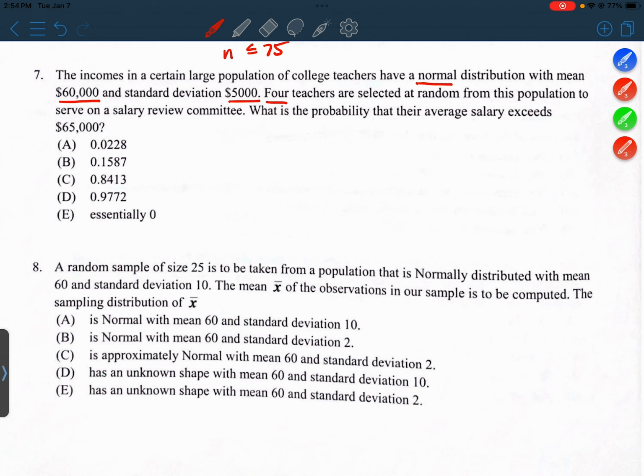Okay. So let's draw a picture of the population distribution. We know that it's normal, and we know the mean and the standard deviation. So this sketch represents the population distribution. Normal, the mean is 60,000, and the standard deviation is 5,000.